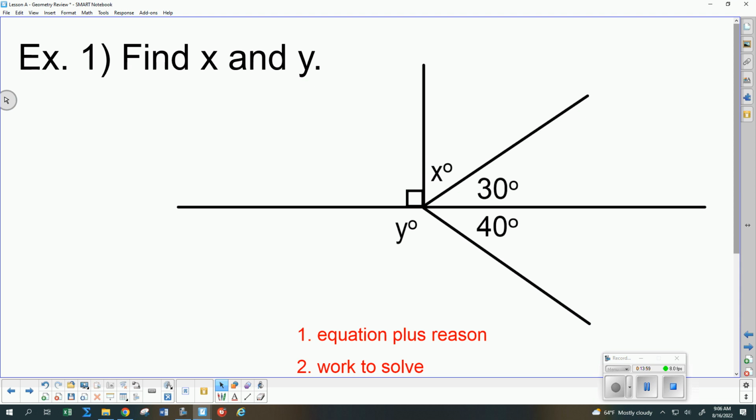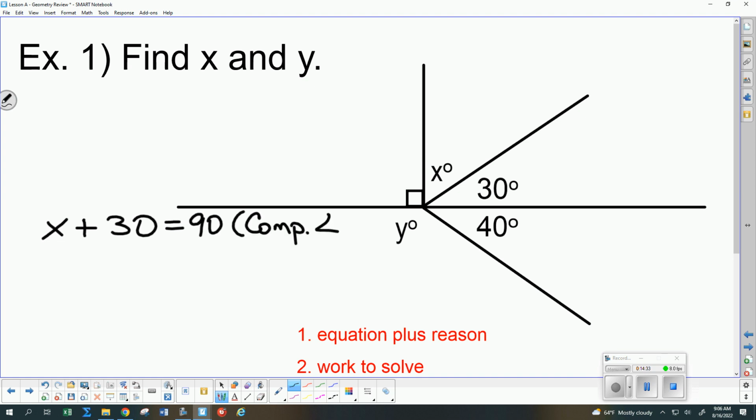Getting a couple of volunteers so far. Anybody who hasn't volunteered yet who wants to? Is it Jace? Excellent. X and 30 degrees are complementary. And it's not okay to just say X equals 60 complementary. I need the equation. What's the complementary relationship? Which is that X and 30 add up to 90 degrees. And that reason is complementary angles.